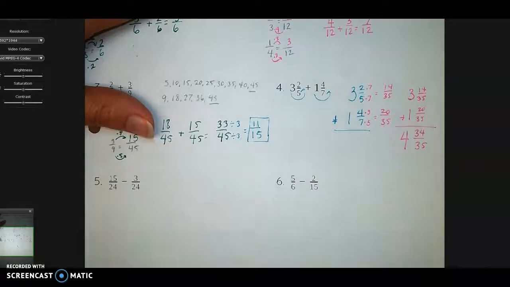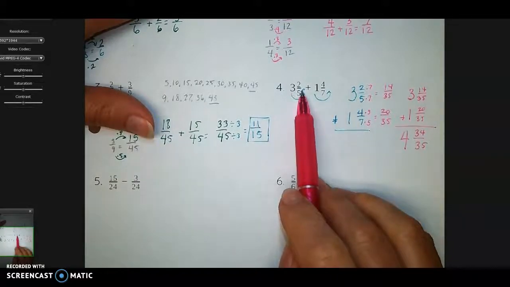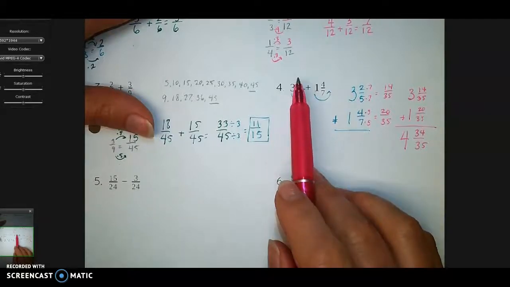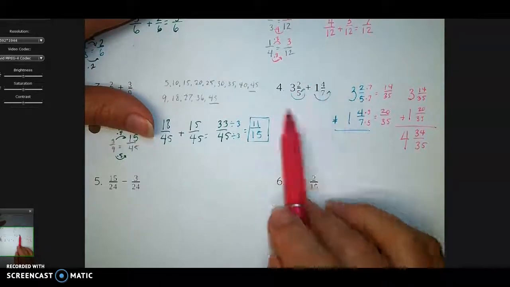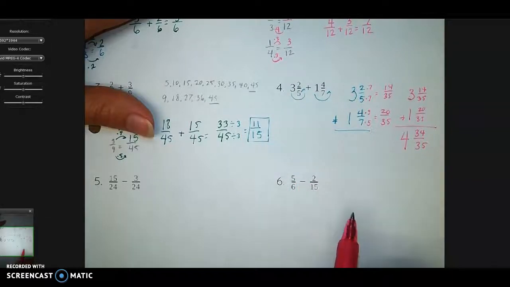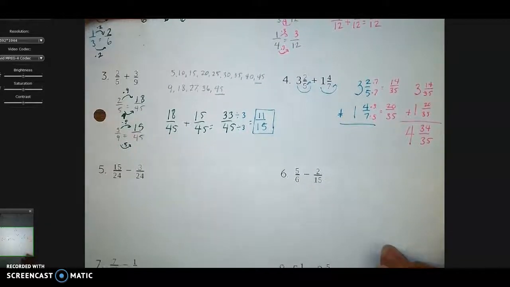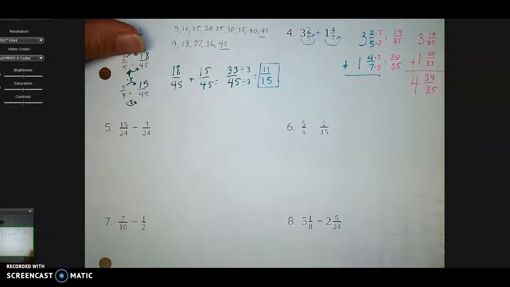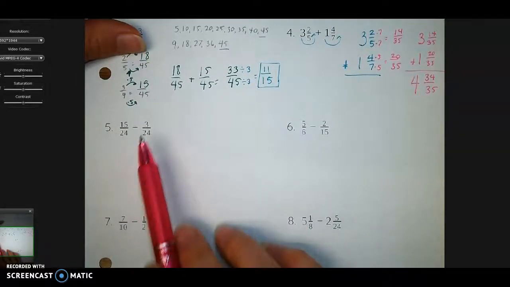I think that's a lot easier than turning this into an improper fraction and then getting this huge numerator, and then you have to add, and then you have to go back and do division. I just think that is a lot of extra steps, and all you have to do is this. I want you guys to try the subtraction ones. They are the same as the addition ones, only you're subtracting when you get there.